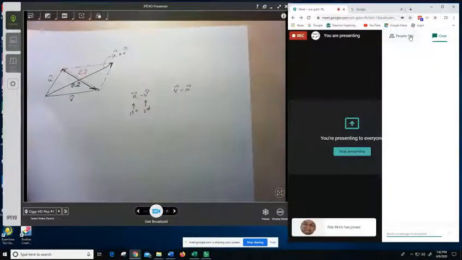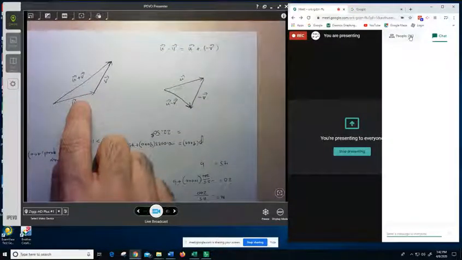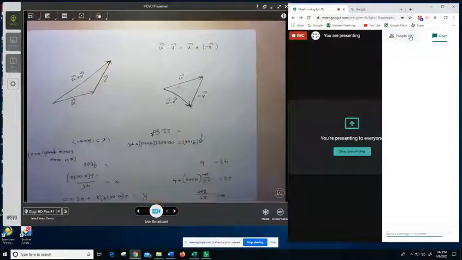When you're adding things using the tip to tail method, the resultant is from the tail of the first to the tip of the second.